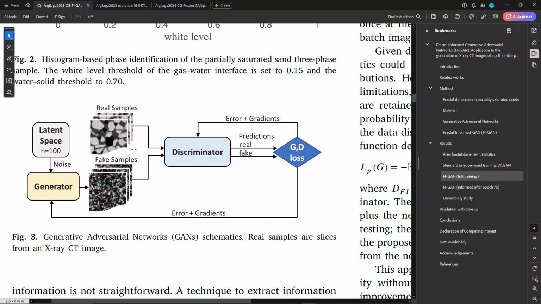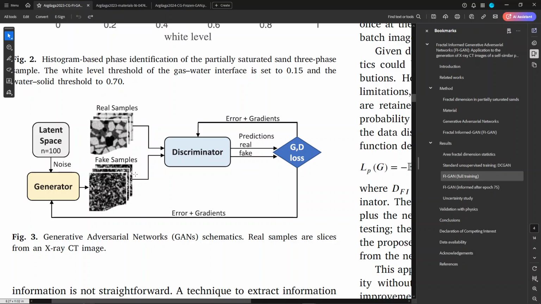Okay, so we have these samples that in this case are cuts of this 3D CT image. And we have a database of it, like 500 or 1000 or 2000 of these images. And we want a generator to learn its underlying properties or features and then generate images that are synthetic but have the same properties of the real images.